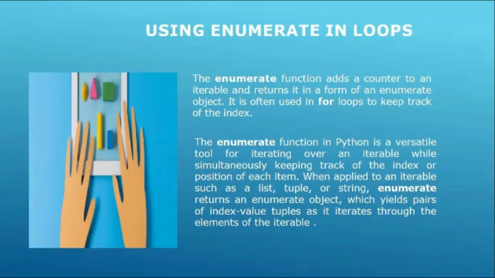The purpose of using the enumerate function is that it adds a counter to an iterable and returns it in the form of an enumerate object. It is often used in a for loop to keep track of the index. So what happens? In a for loop, if I talk about a list that is 1 to 10, each element is in the form of an array, and each element in an array is stored at an index. To keep track of which element is stored at the first index, which element is stored at the fifth index, we use the enumerate function.